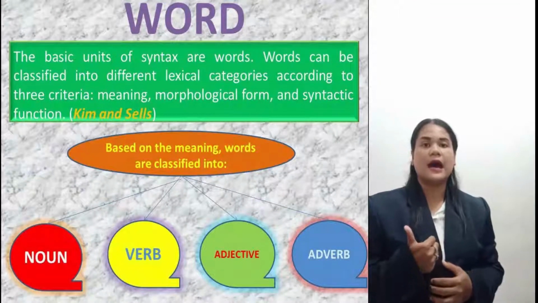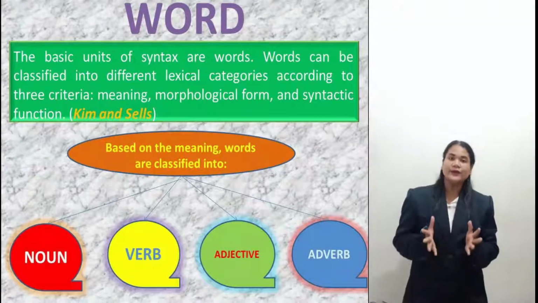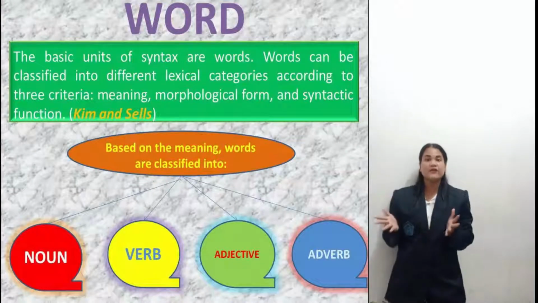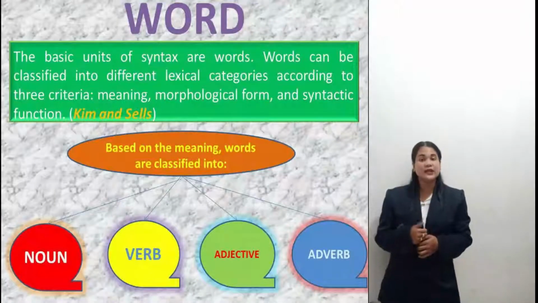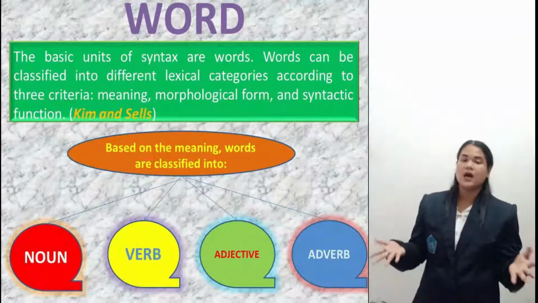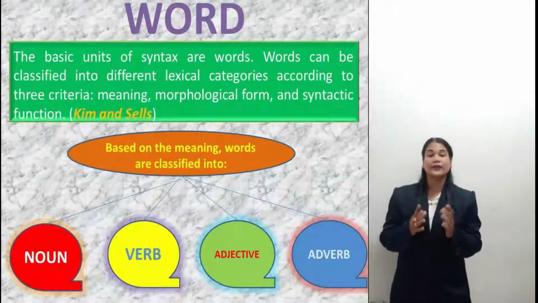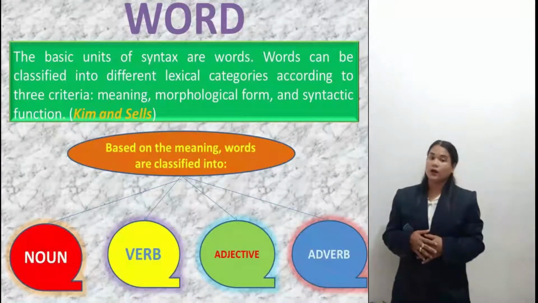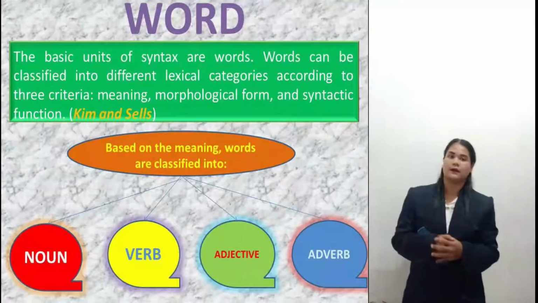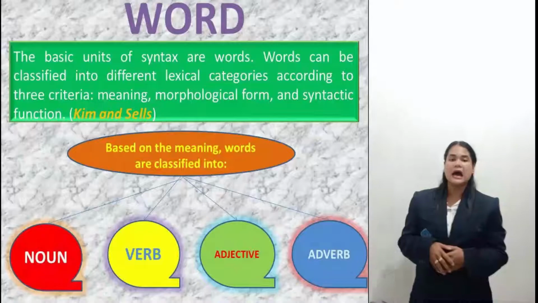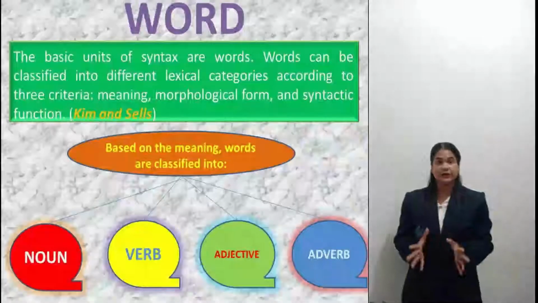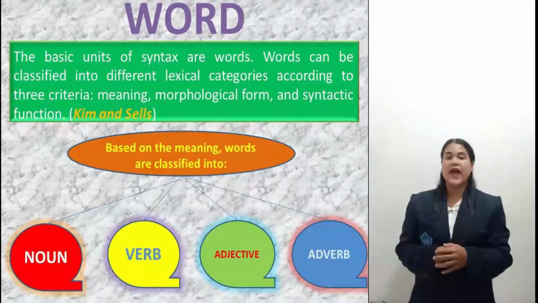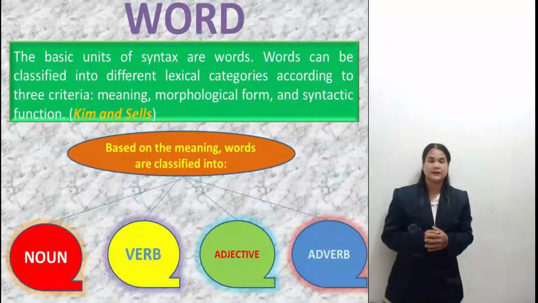A. Noun. Noun refers to an individual or entity. Nouns can be singular or plural, countable or uncountable, or common or proper. B. Verb. Verb refers to an action. Verbs cannot have plural marking.